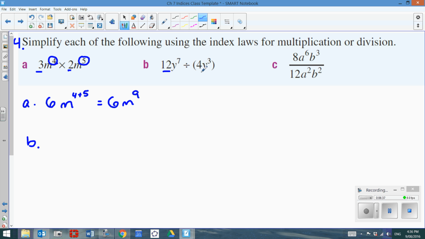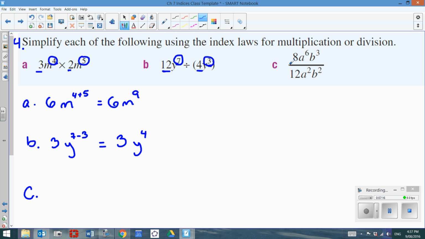Again, 12 and 4 are my coefficients. So 12 divided by 4 is still going to give me 3. But for my y's, they have indices. And my rule today for indices is that if I divide bases with indices, I'm going to subtract my indices. So y to the 7th divided by y to the 3rd will give me y to the 7 minus 3. So again, my coefficient of 3 just follows my normal rules for division, and then y is now to the 4th power.